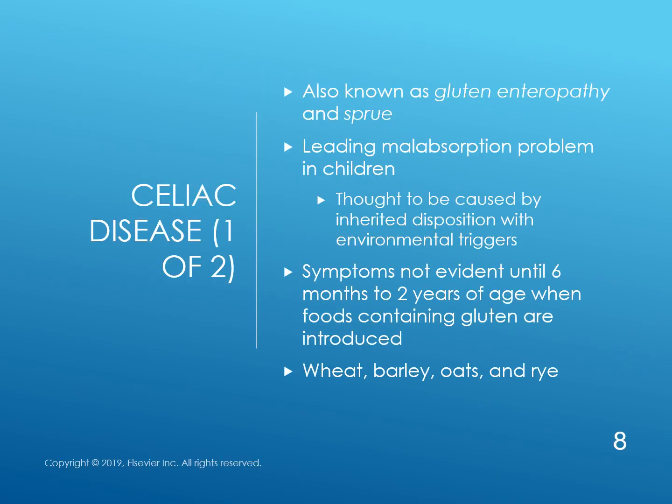Celiac disease is also known as gluten enteropathy and sprue. It is the leading malabsorption problem in children. This is an autoimmune genetic illness that affects the small intestine due to gluten intolerance and resolves with the removal of gluten from the diet. Symptoms are not evident until the infant is 6 months to 2 years of age, when foods containing gluten are introduced. The infant will present with failure to thrive.